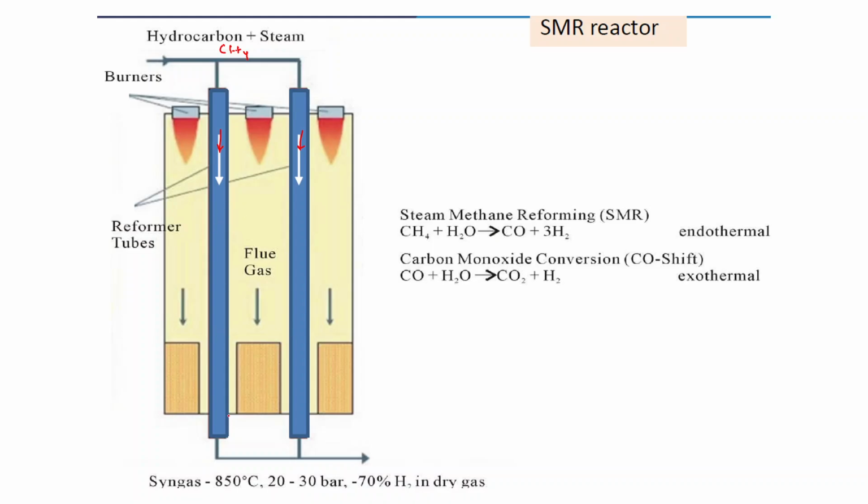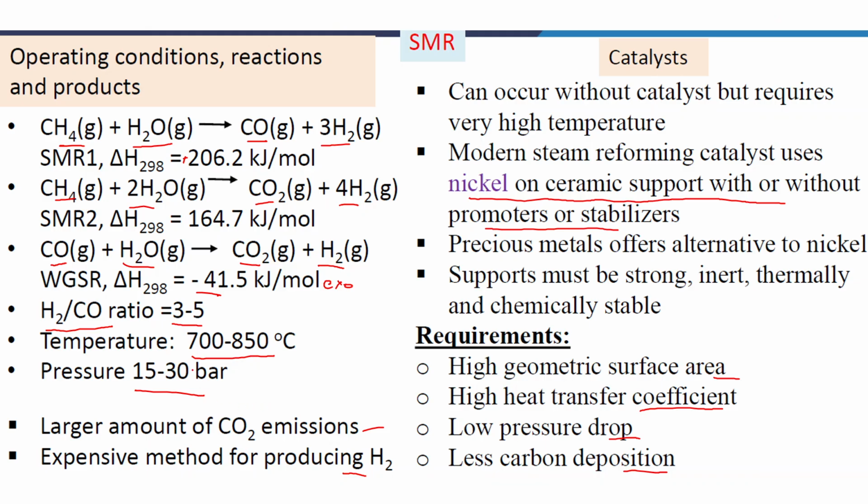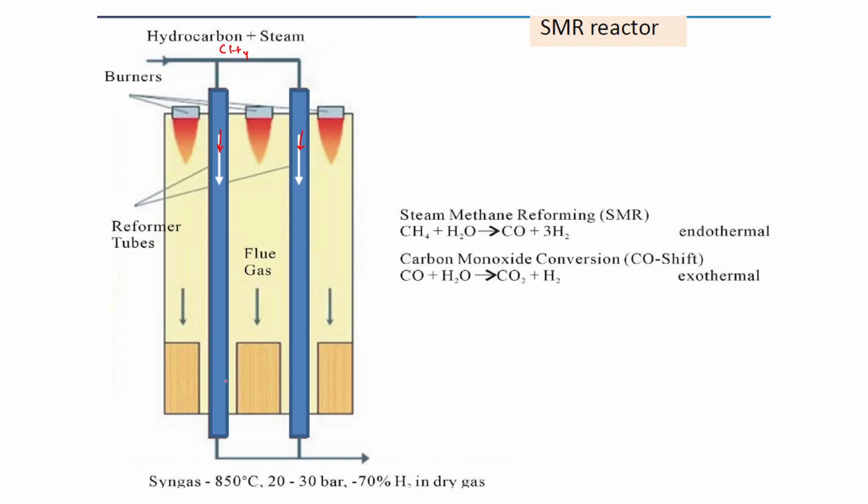These are basically called the reformer tubes, and a temperature of around 700 to 850 degrees is given here, as I have told, in the range of 700 to 850. Temperature is given using this flue gas, and pressure is 20 to 30 bar. So we get about 70% hydrogen in dry basis. Basically, the steam methane reforming reactions taking place here are these we have studied before: the water gas shift reaction, which is exothermic, and the steam methane reforming reaction, which is endothermic.